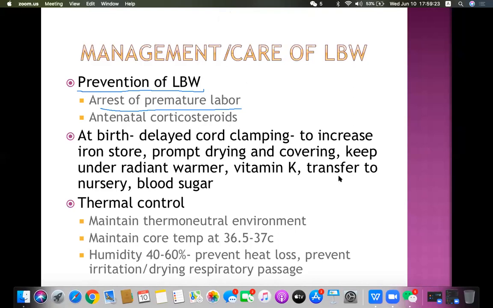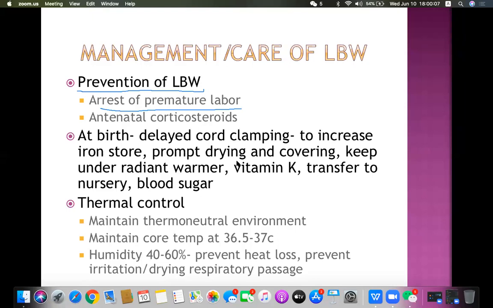Now, at birth, what can we do to take proper care of these preterm low birth weight babies? Delayed cord clamping to increase the iron store. Now, some of the doctors don't believe in this type of management. They think if we delay the cord clamping, a lot of blood will go towards the baby and that can lead to hypervolemia. Sometimes it can lead to polycythemia as well. So it depends. It has certain advantages and certain disadvantages. So you should weigh the benefit and risk. And the advantage is that it is increasing the iron store in that baby.